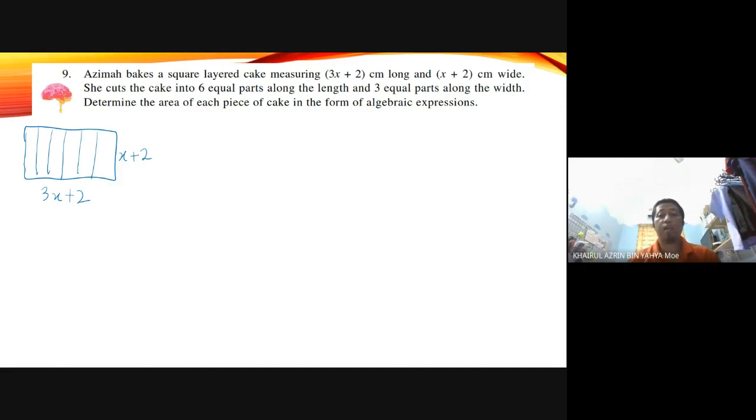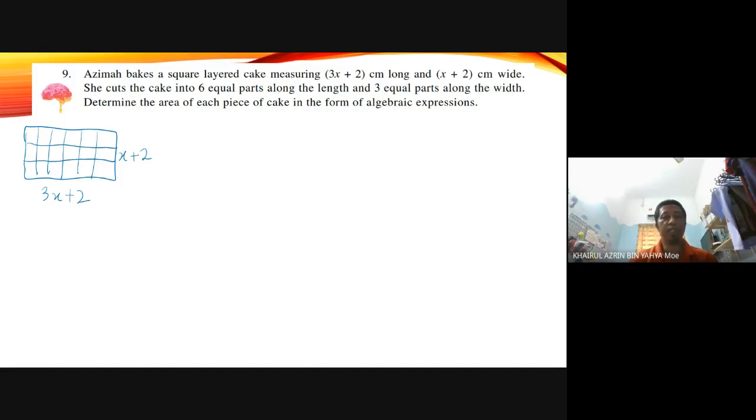And 3 equal parts along the width. Not very good. Again. Okay, this one better. So this is an example of the diagram from question number 9.